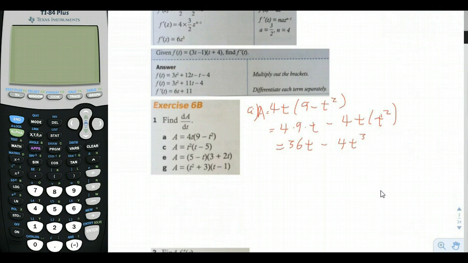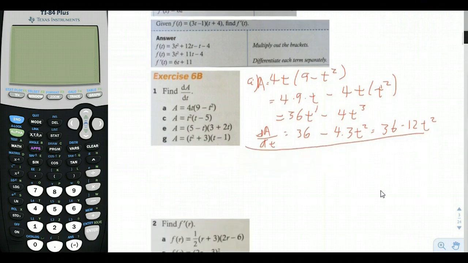Now we're going to take the derivative because they asked us to take the derivative. If we take the derivative, we write dA dt equals, and the derivative of 36t is just 36 because t to the first turns into 1t to the 0, which is just 1. The derivative of 4t cubed is 4 times 3t squared. So our result is 36 minus 12t squared. Okay, that was A. So the hard part you can see is just the multiplication, not the derivative.